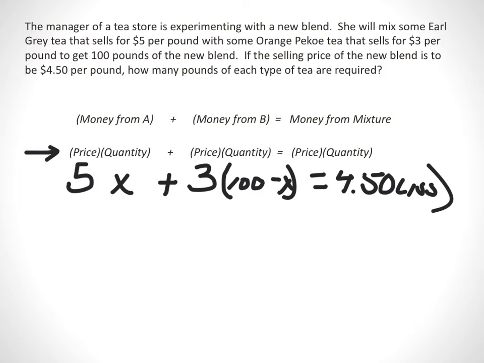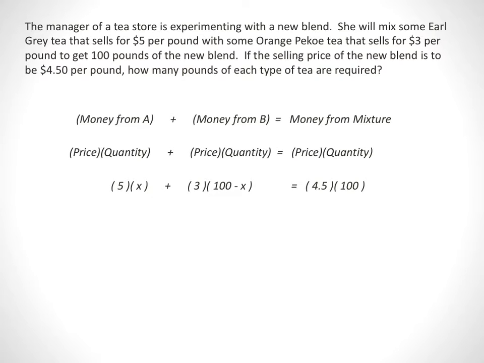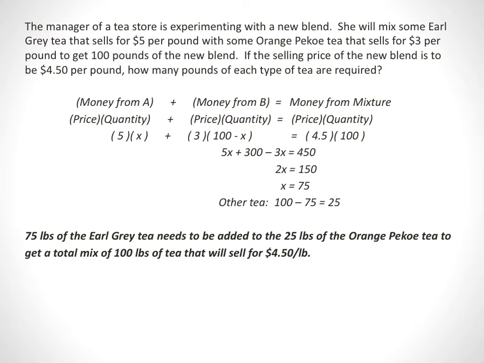Now that you have that, you can go ahead and solve by distributing the 3 in, multiplying 100 times 4.50, and go ahead and solve all the way for x. So here it is substituted in, and once we solve it, we take the 5x minus 3x, get 2x, subtract the 300, so you get 75. And then the other, we need 25. They're asking us how much of each type, so we need to say how much of each type. 75 pounds of the Earl Grey needs to be added to 100 minus 75, the 25 pounds of the Orange Pekoe, to get the total mix.